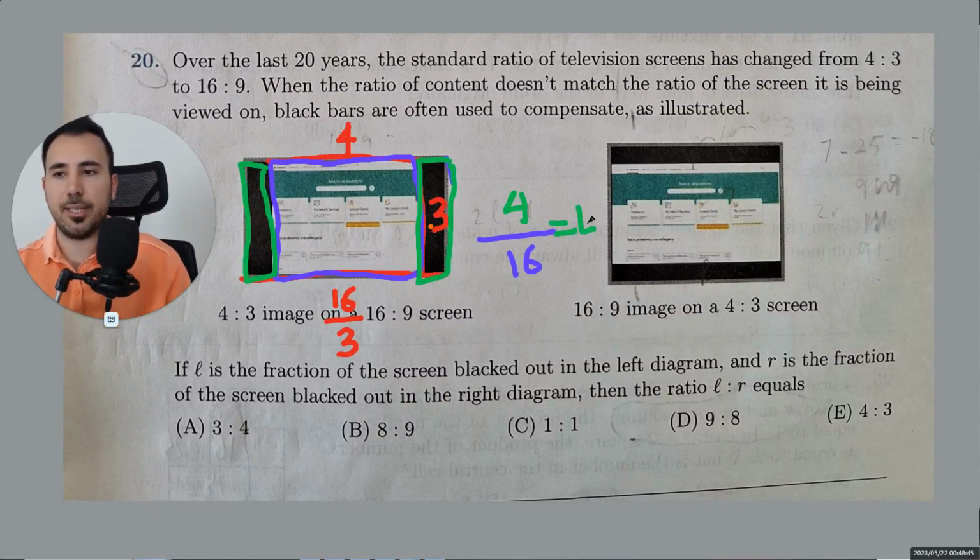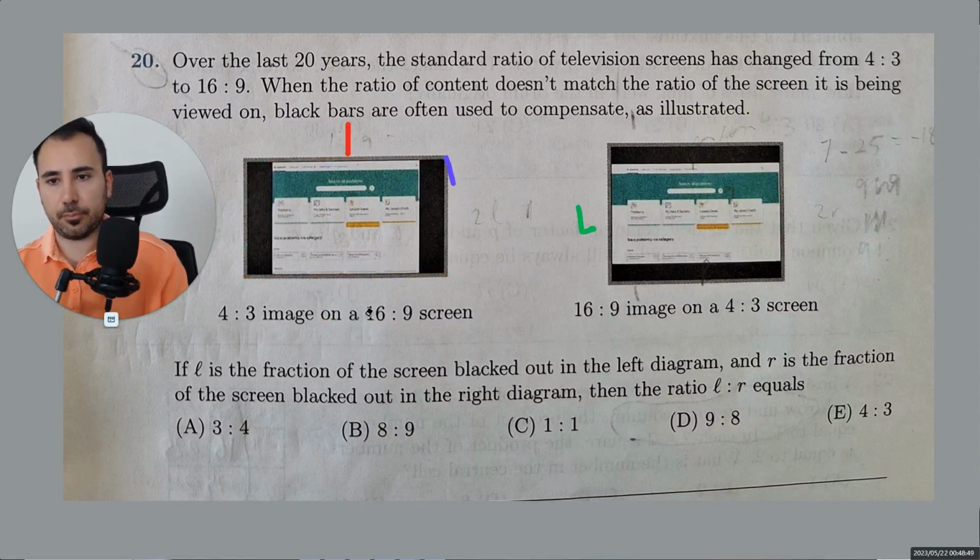We could also write it as 1/4. So L is 1/4. Let me write it here. 1/4 is for L. Okay, so the same process. Let's repeat it.